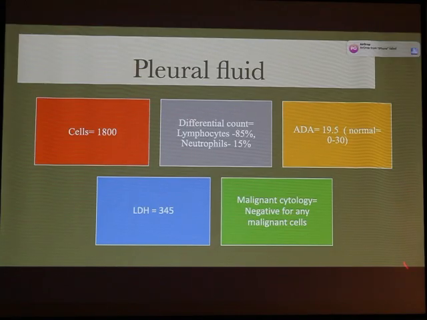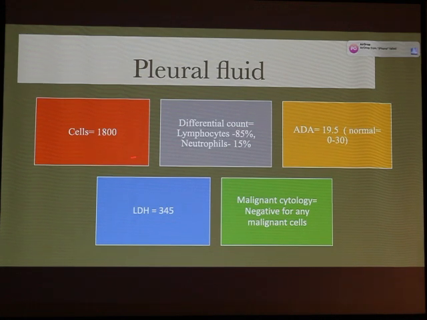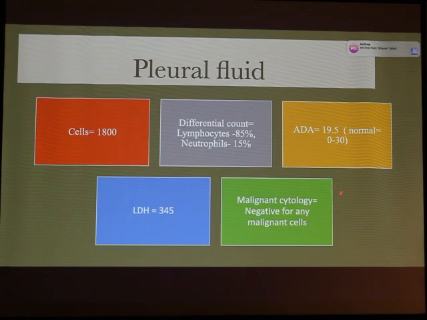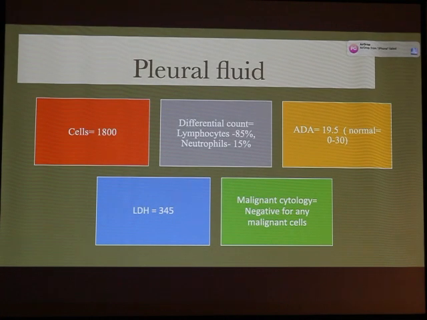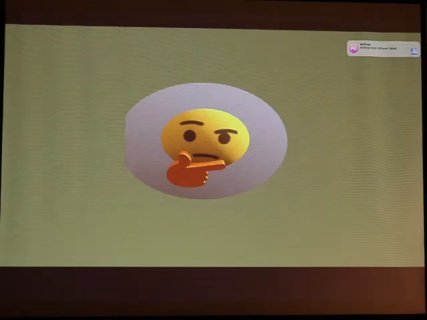So we aspirated. Yes, somebody has said drain the fluid. We drained it, we did a diagnostic aspiration: 1800 cells, mainly lymphocytic. ADA was not high, it was normal. LDH was also normal, cytology negative for any malignant cells. Here I would like to ask, what should be our next possible step?